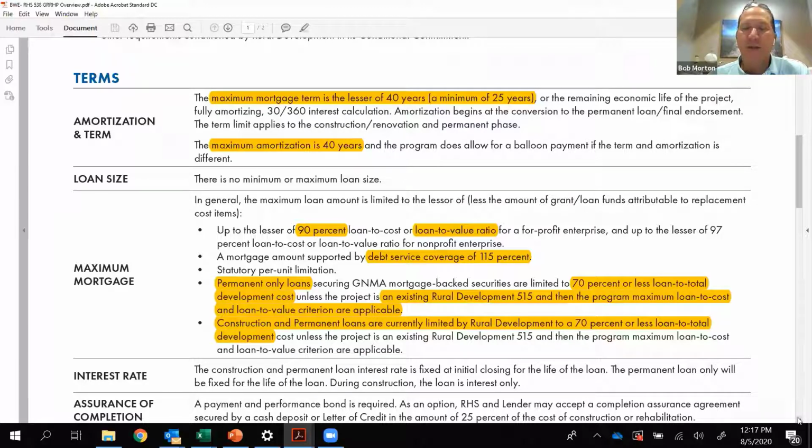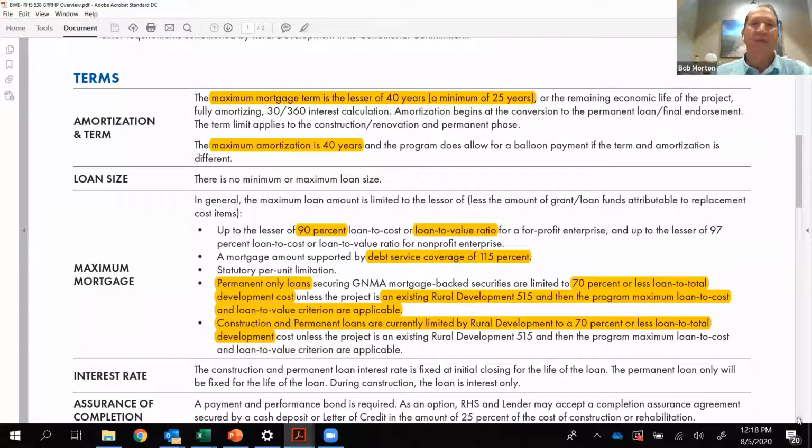The loan to cost maximum is 70% loan to cost, and that's loan to development cost. That's both for the permanent loan only, or the construction perm. The 538 program does offer two different forms of execution, which is the construction perm. We provide a construction loan that then converts into the permanent loan, and it has a continuous guarantee from Rural Development. Or you can obtain a conventional construction loan and do all the rehab or new construction.